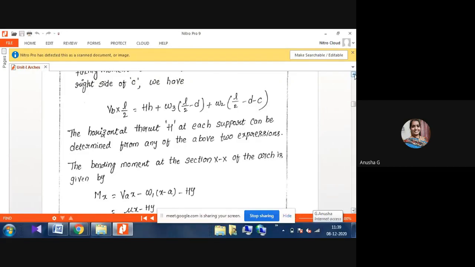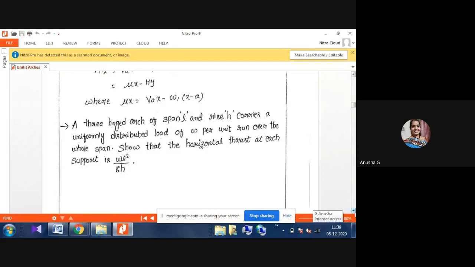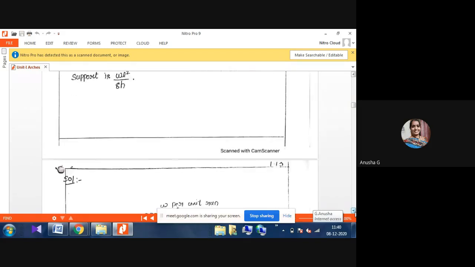The second one, we will see one small problem for this arch. This type of problem they will ask for 5 marks on previous conditions. A three-hinged arch of span L and rise small h carries a uniformly distributed load W per unit run over the whole span, and you have to show that the horizontal thrust capital H at a support is W L square by 8h. That we have to derive here.